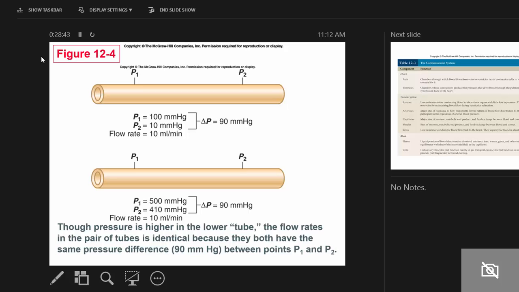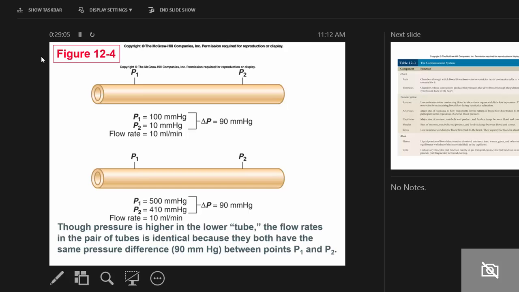So what does that tell you? That the flow rates are identical. Are the systems identical? So let's just read the statement at the bottom. Though the pressure is higher in the lower tube, the flow rates in the paired tubes is identical because both have the same pressure difference between points 1 and 2.